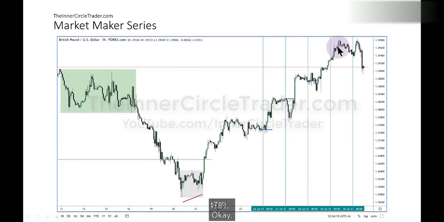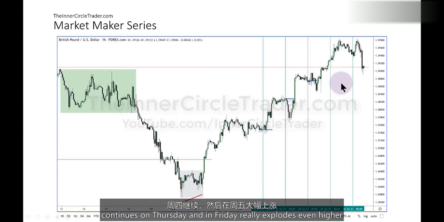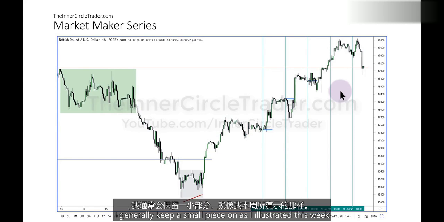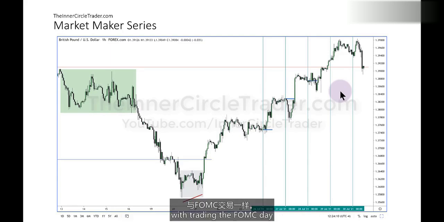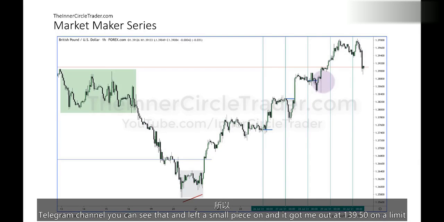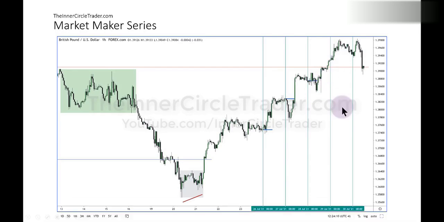Okay, obviously there's going to be days where it just continues on a Thursday and then Friday really explodes even higher. I've seen that happen in my own trading. I've missed pretty big moves on Friday. But I generally keep a small piece on, as I illustrated this week with trading the FOMC day. So I bought on this day, I bought on this day here. And I recorded and shared the FOMC trade and put it on my Telegram channel. You can see that and left a small piece on it. It got me out at 139.50 on a limit.